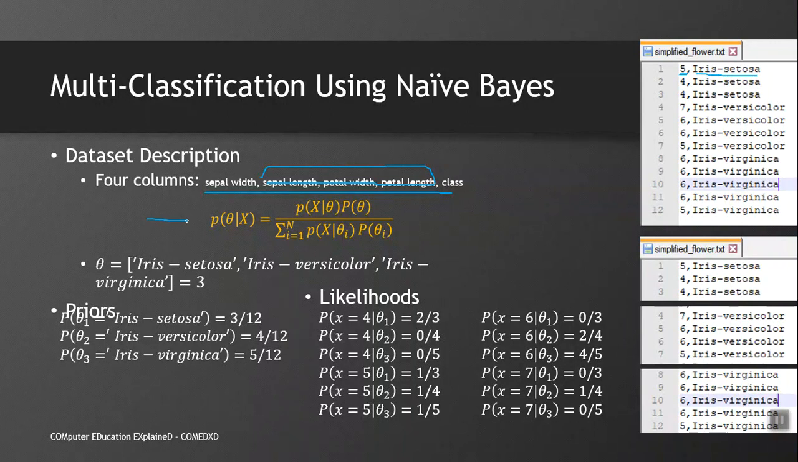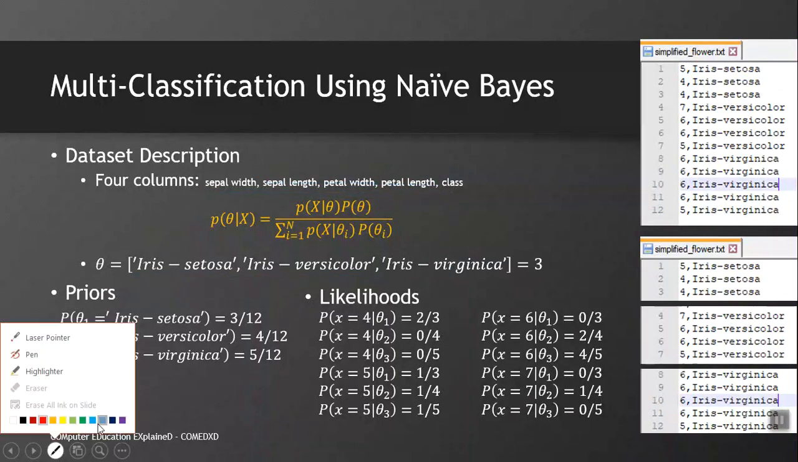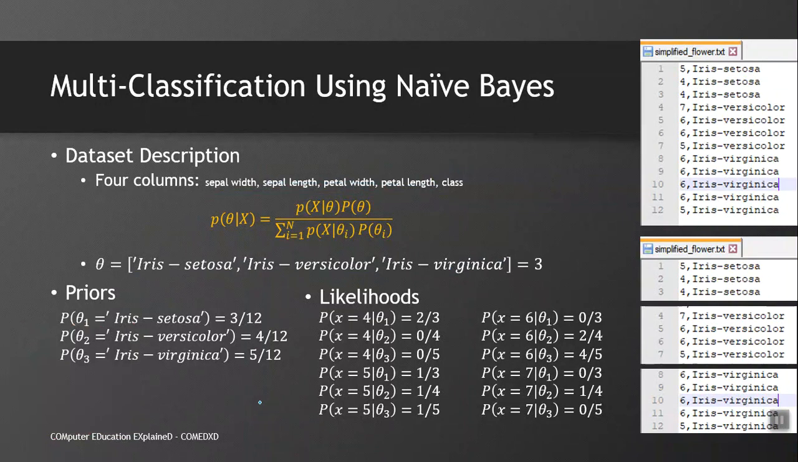Now, we apply this Bayesian formula which we have already seen. We are just going to revise it, and here from this data set where we have only 12 instances, we can see that there are 3 classes: Iris setosa, Iris versicolor and Iris virginica. And by looking at the data set, we can see different probabilities.